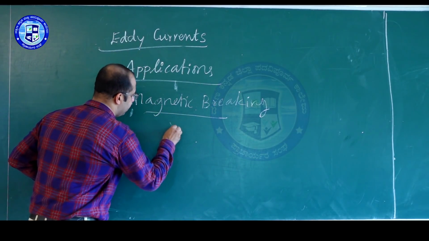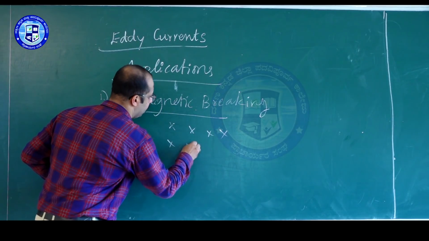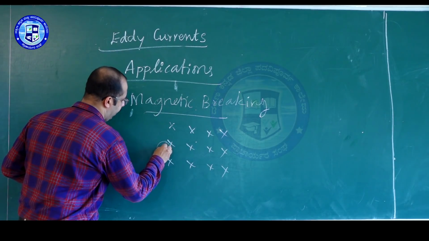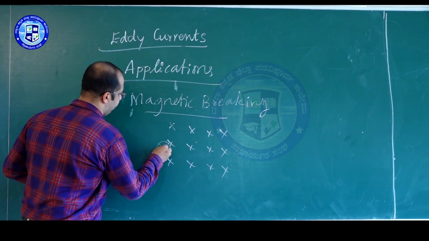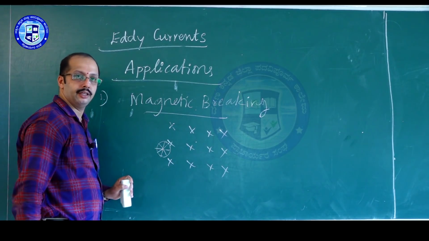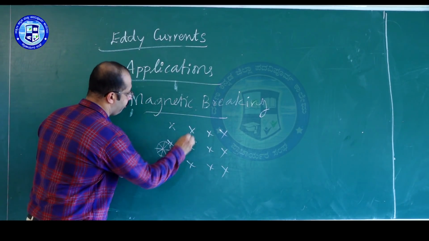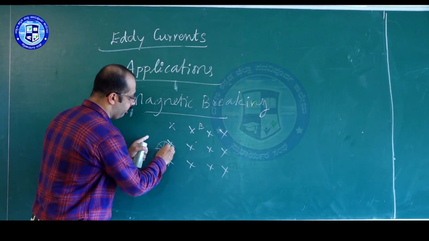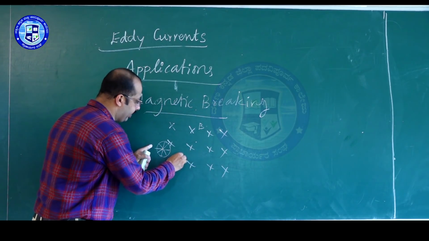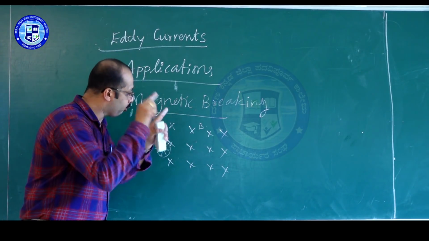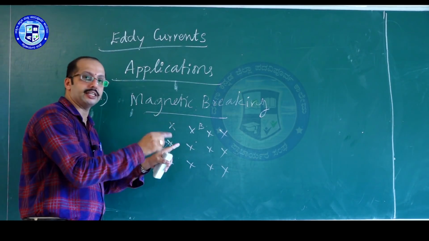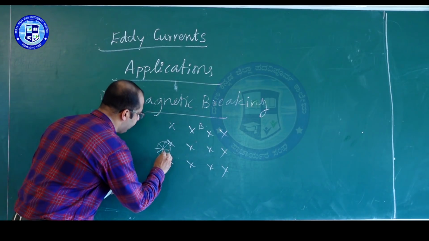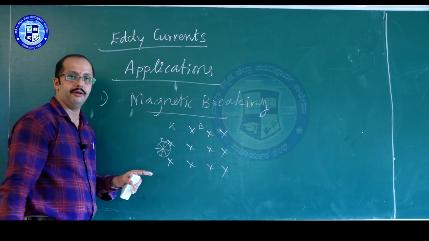For example, consider a uniform magnetic field, and the wheel of the train enters this uniform magnetic field B. What happens? The area in contact with the magnetic field lines, according to Lenz's law, opposes the cause which is producing it. Magnetic flux changes and produces an induced current. So current is induced in this particular wheel.